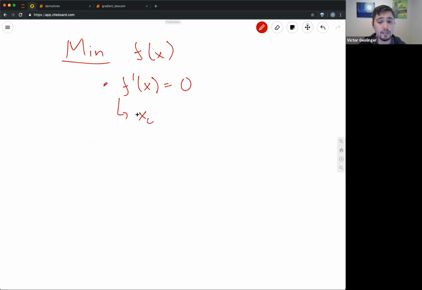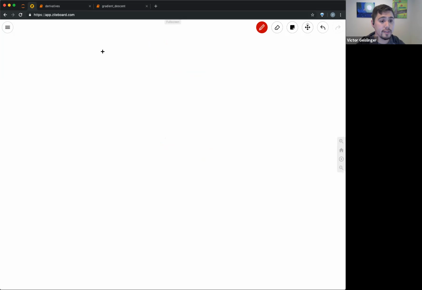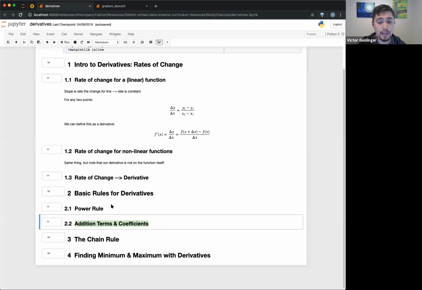And those are x_c's. Second step, take the second derivative, plug in x_c, and then ask yourself, is it greater than 0 or less than 0 when you plug in those values? Once you have that, you know if it's a minimum or maximum. Okay, cool. So that's all the derivative stuff I'm going to talk about.